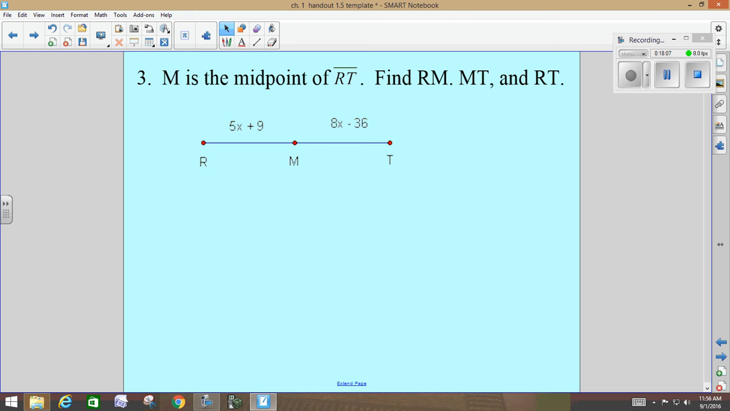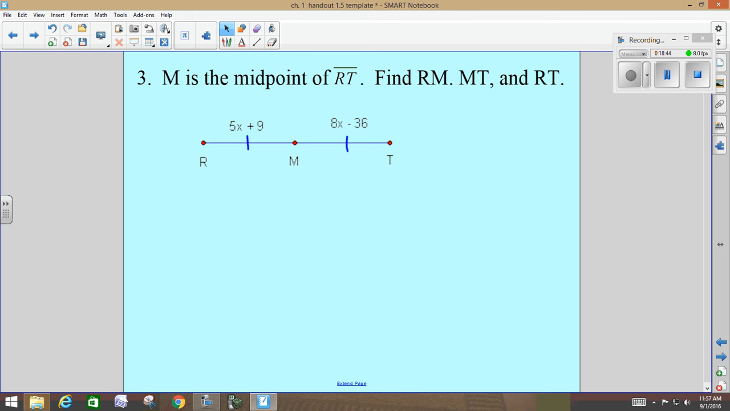Example number 3, we're at the bottom. M is the midpoint of segment RT, and we're supposed to find the length of 3 segments. Cam, M is the midpoint. What do we know then? Awesome. Segment RM and segment MT are congruent. Practice marking your pictures with those tick marks. Eventually, you will be required to mark your pictures, so we're going to practice during notes. Those tick marks mean RM is congruent to MT.